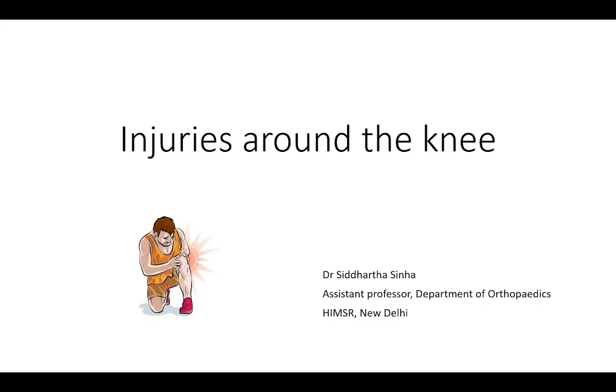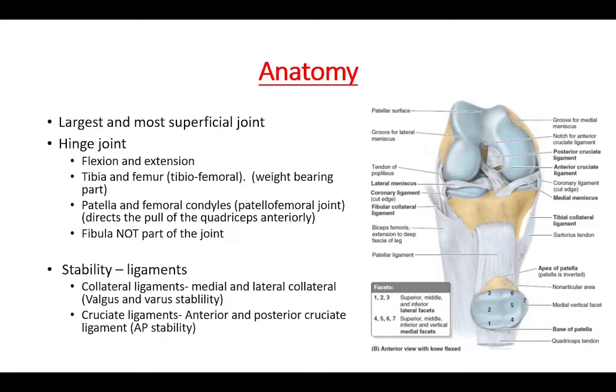Today I am going to be talking about injuries around the knee. Let's start with the anatomy. So the knee is the largest and the most superficial joint in the body. It is a hinge joint, allows for flexion, extension. The tibia and femur, which is the tibiofemoral joint, is the weight bearing part. The patella and the femoral condyles, which is the patellofemoral part, directs the pull of the quadriceps. The fibula is not a part of the knee joint.